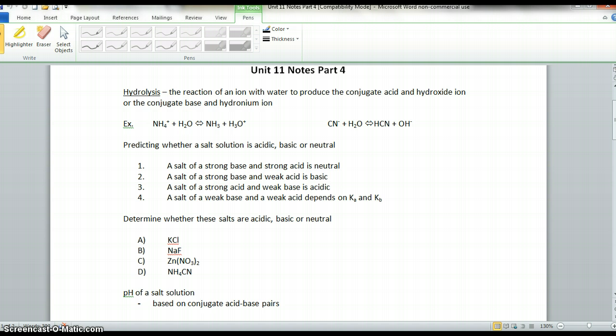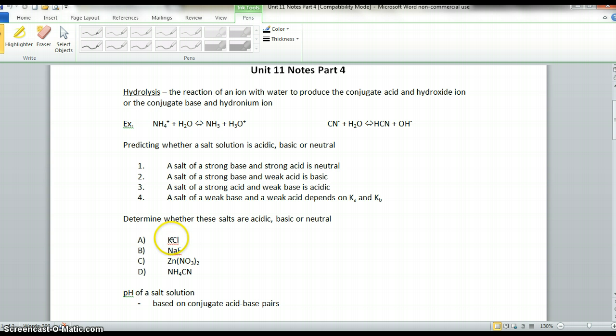Usually the only time you'd see that is in a free response portion of an AP test, where you'd solve for Ka and Kb and then compare and decide if it would be acidic or basic. The type of questions that you're normally going to see look like these down here. Determine whether these salts are acidic, basic, or neutral. And here's how you do this.